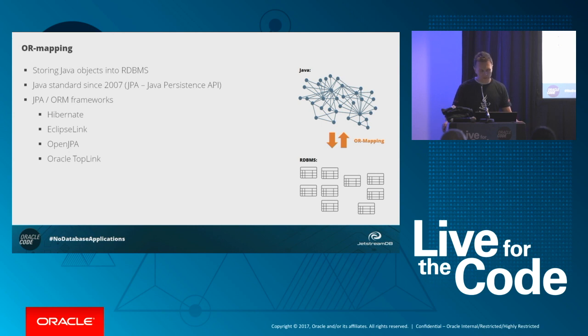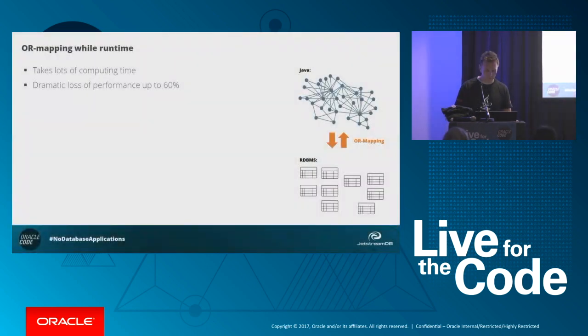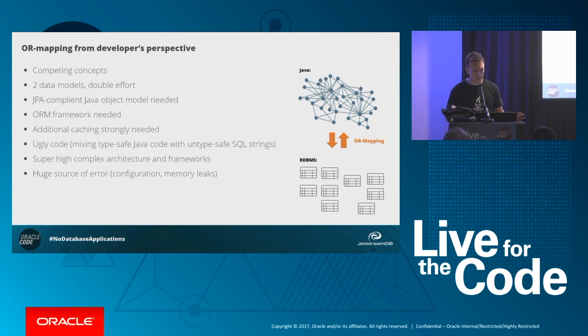And it's been standard for about 11 years now. And one of the most important frameworks here is Hibernate, EclipseLink or OpenJPA. While at runtime, here's the problem, the object relational mapping takes a lot of computing time behind the scenes, and the end result is up to 60% performance loss. So it's dramatic.